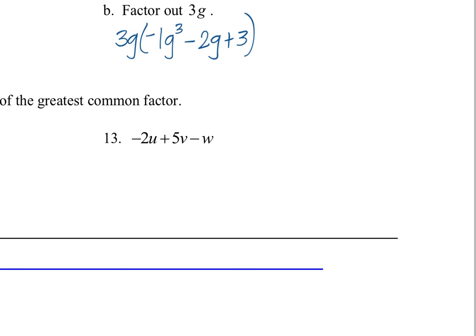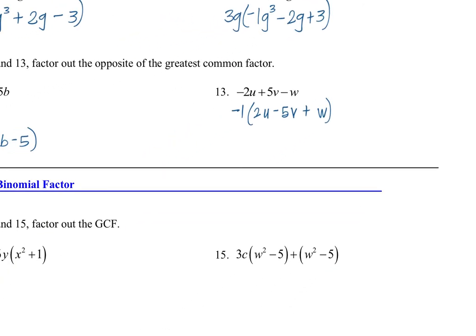Here, a -2, a 5 numerically. There isn't a number that they all have in common. There isn't a variable that they all have in common. But I can take out a negative since that leading coefficient was -2. If I took out a -1 from everything, I would be left with 2u, -5v, and a +w. And there really wasn't a greatest common factor, but the leading coefficient was negative, so I did decide to pull out a -1.